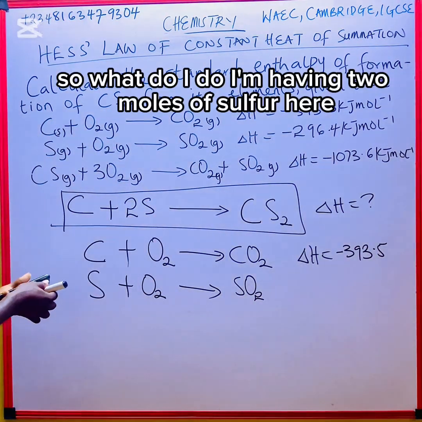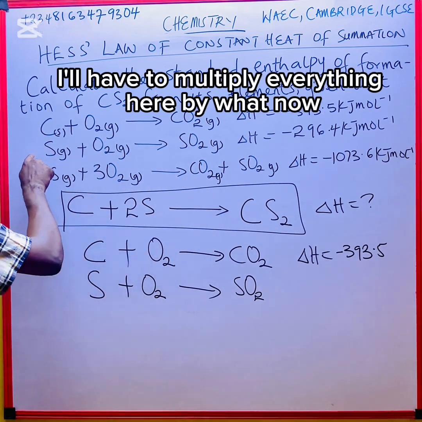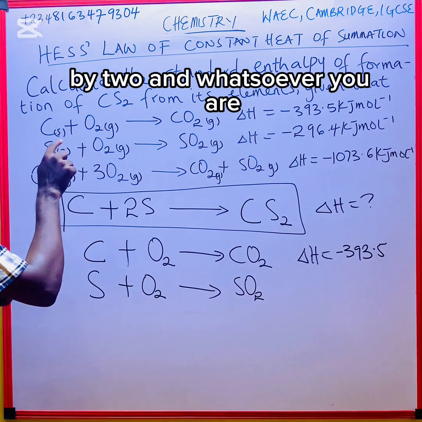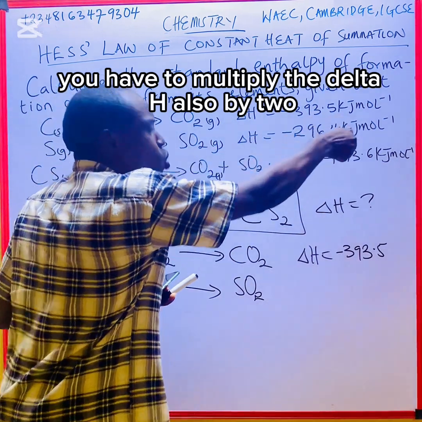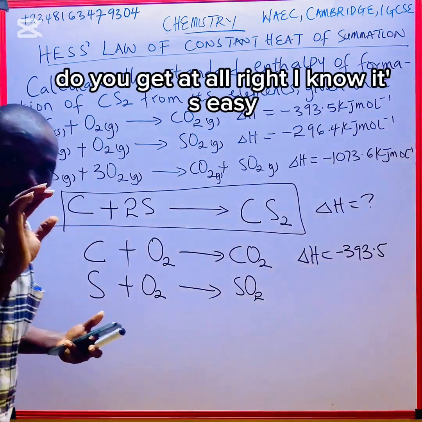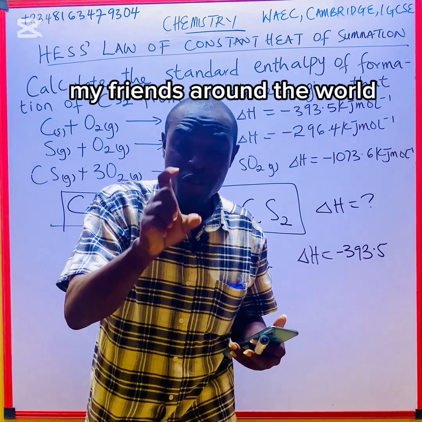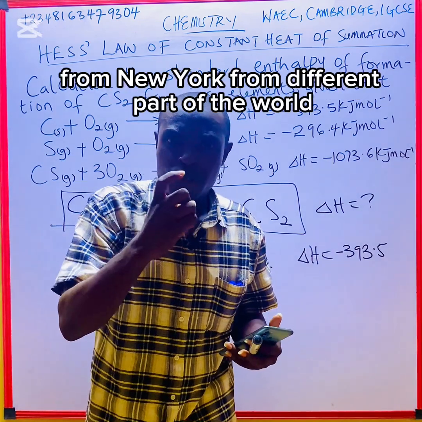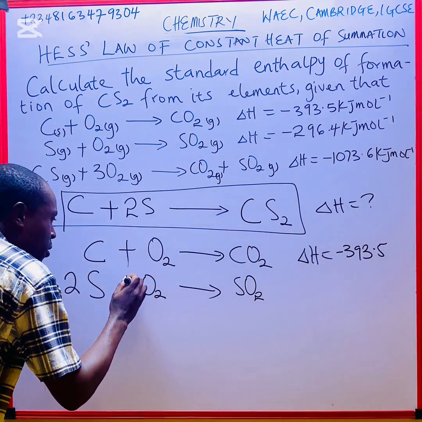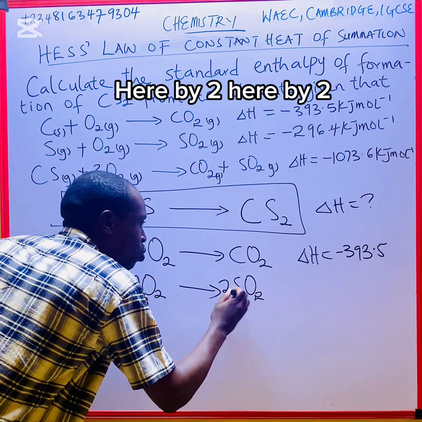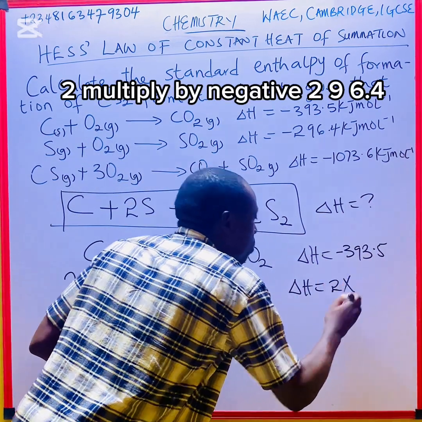So what do I do? I'm having 2 moles of sulfur here. I will have to multiply everything here by what now? By 2. And if you are multiplying this reaction by 2, you have to multiply the delta H also by 2. Do you get it at all? Right? I know it's easy. My friends around the world, from New York, from different parts of the world, listen. Now I come here, I multiply here by 2, here by 2, here by 2. So my delta H here now will be what?